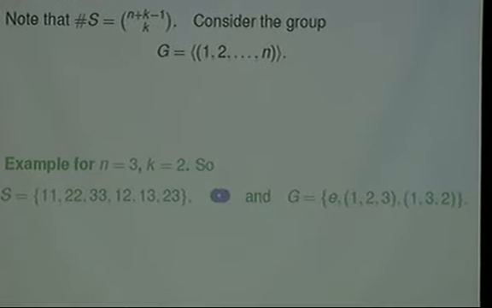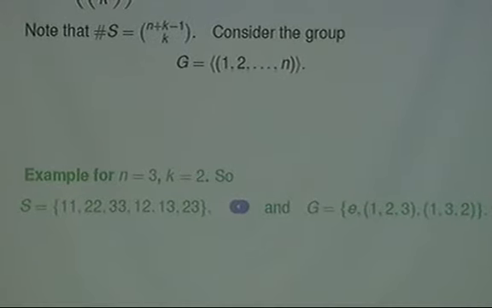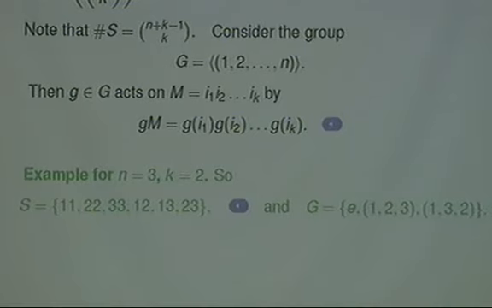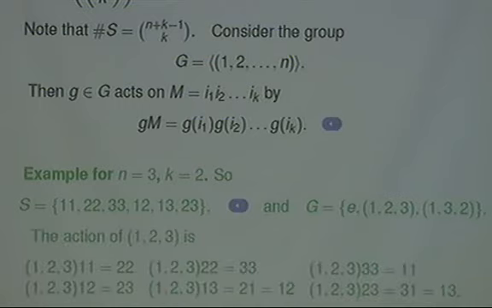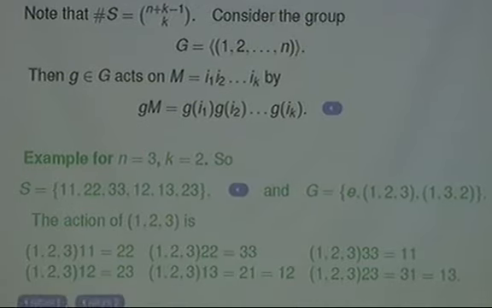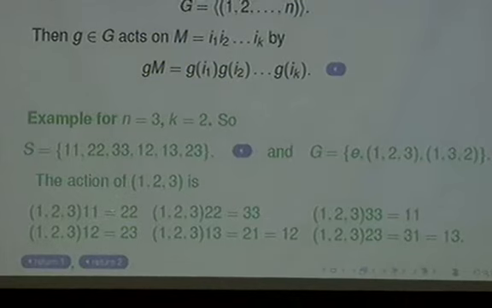And what's the action? Well, it's kind of the action you'd expect. Acting on a multiset, an element just acts on each element individually. Right? So g of M is just g of each of the individual i sub j. And again, let's see what that looks like in the example. So let me compute the action of the generator 1, 2, 3. Well, on 1, 1, right, 1, 2, 3 sends 1 to 2. So on 1, 1, it's going to send it to 2, 2.